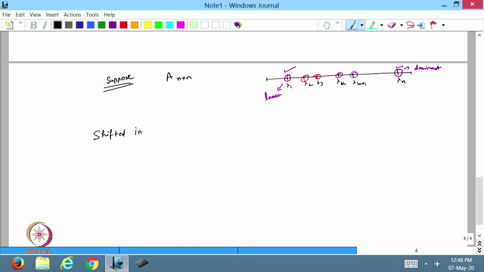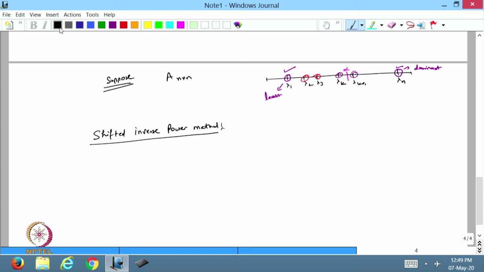Shifted inverse power method. So, in this case what will we do? Suppose I take an alpha. So, let us choose one alpha here, this value, and that is alpha. Now, what I do is try to find the eigenvalue close to alpha.